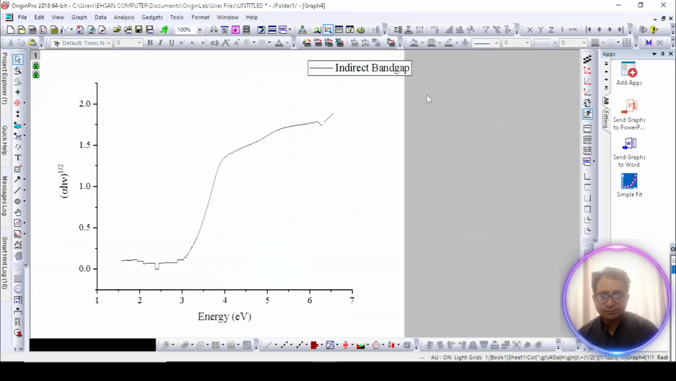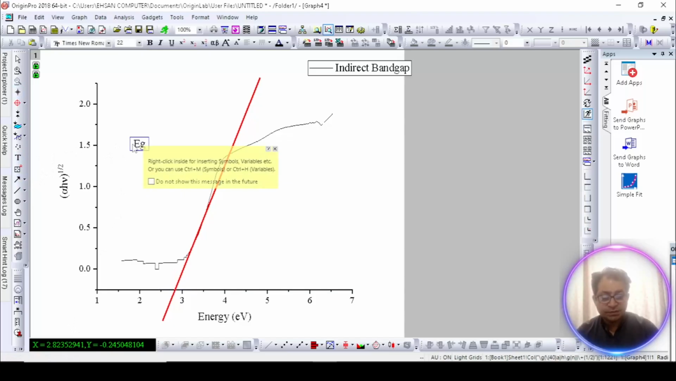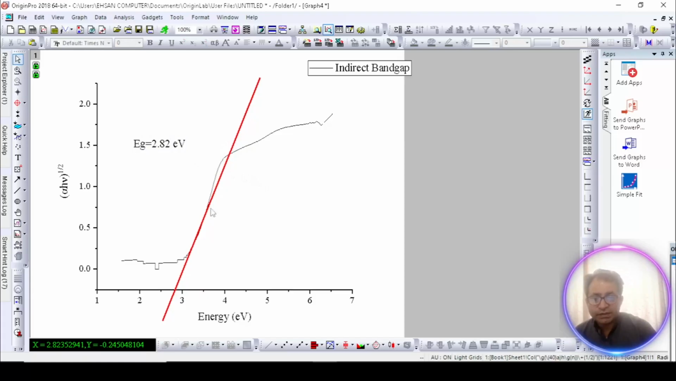And for the indirect band gap, if we go to our indirect band gap, we'll consider this one and change its color. So this is our indirect band gap. We'll take the screen reader, 2.82. So the indirect band gap Eg is equal to 2.82 electron volt. So I think this one gives us the best fitting over here. So we'll consider this for this material as the indirect band gap.